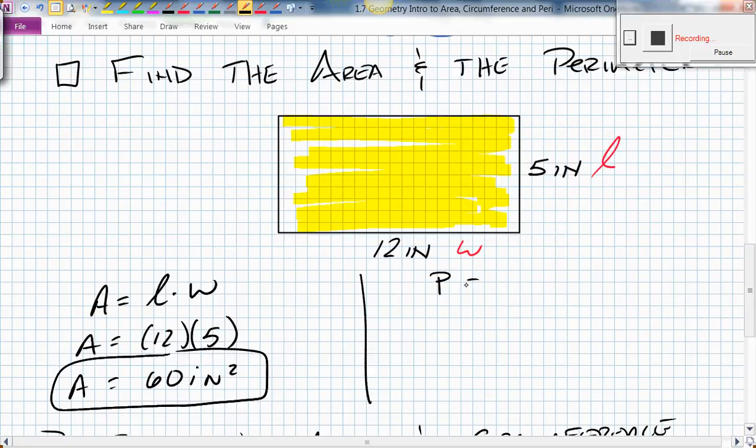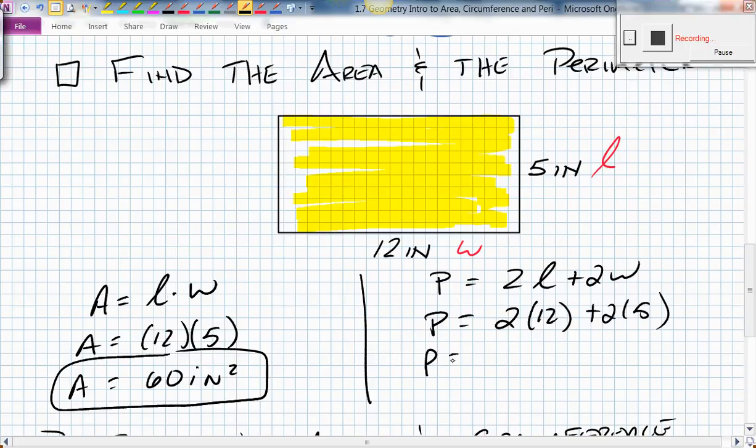The perimeter is just 2L plus 2W. So the perimeter P has to be 2 times 12 plus 2 times 5. So the perimeter is 24 plus 10. So the perimeter is equal to 34 inches all the way around. You do not have to square the inches for perimeter because that's a distance, but you do have to square the inches for area. Okay?